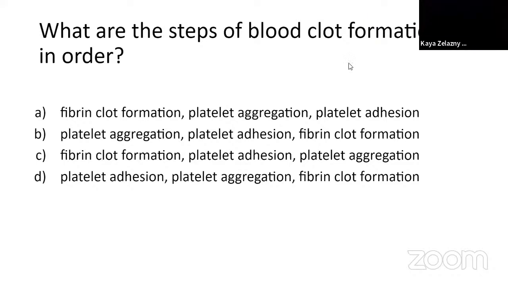A reminder of what we've gone through so far in our blood clot formation. Order in your mind the steps.